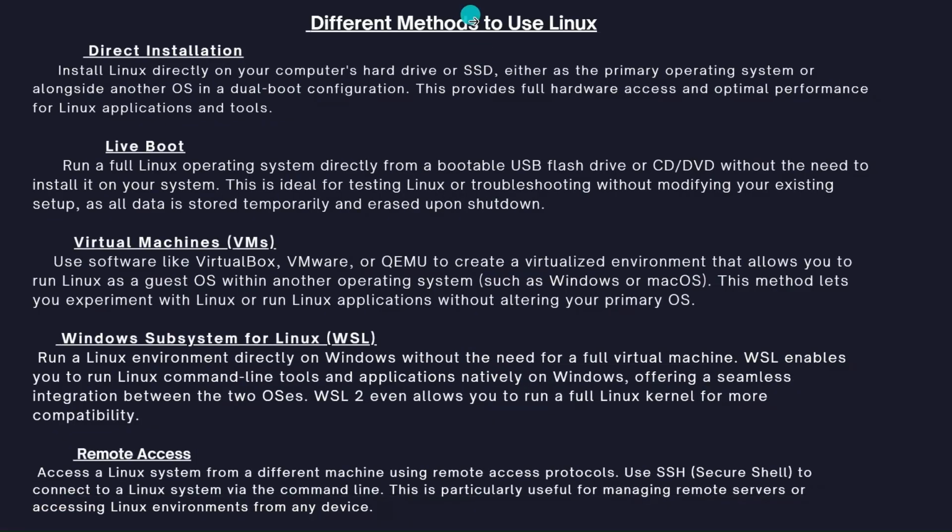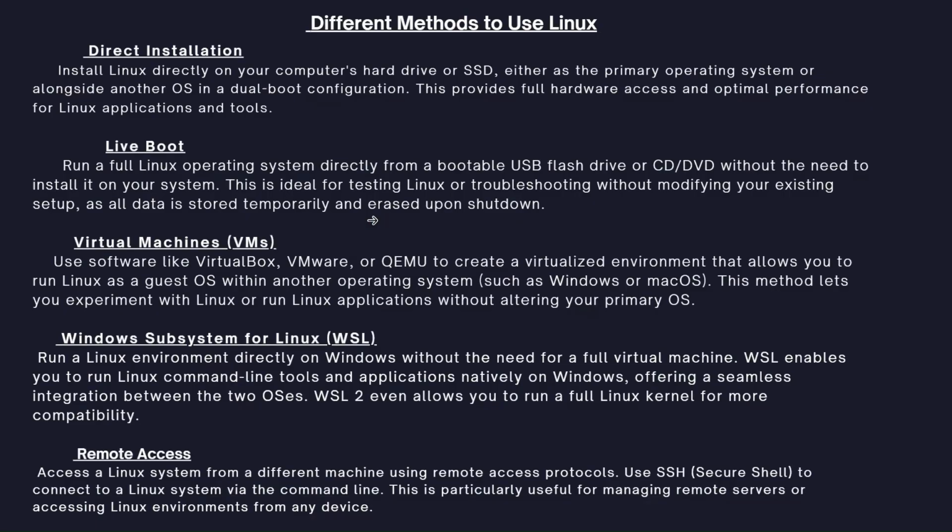So the last is remote access. Access a Linux operating system from different machines using a remote access protocol. Use SSH. Like in Kubernetes, we use minikube ssh, so we are remotely accessing Minikube, a virtual machine, to connect to a Linux system via command line tool. This is particularly useful for managing remote servers or accessing a Linux environment from any other devices.